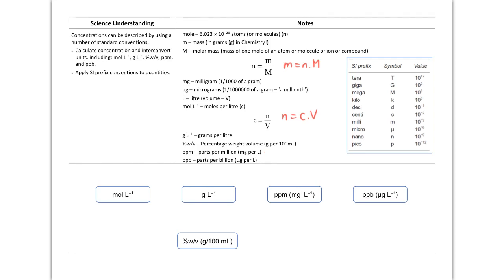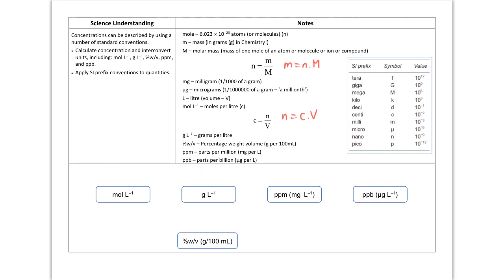Parts per million. Best to think of parts per million as milligrams per litre. If you're wondering where the million comes from, milligrams per litre, well, a milligram is a 1,000th of a gram. 1 litre is equal to 1,000 mil. 1,000 mil would also equal 1 kilogram or 1,000 grams. So you've basically got 1,000 here and 1,000 here. 1,000 times 1,000 is a million. That's where the million comes from.